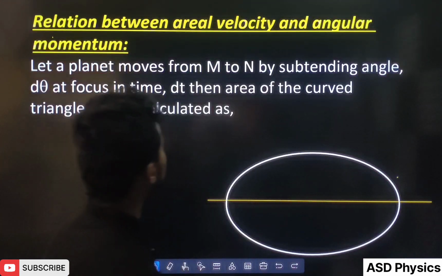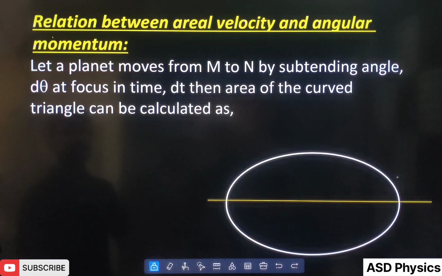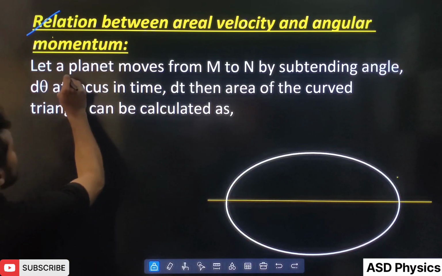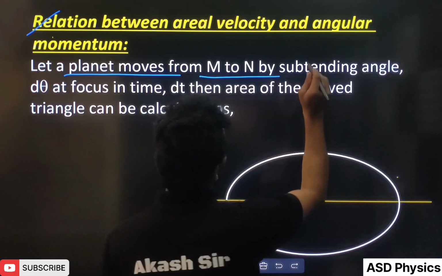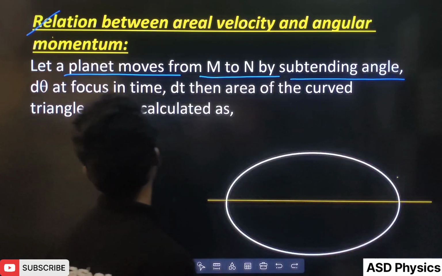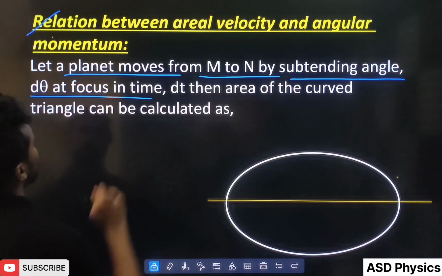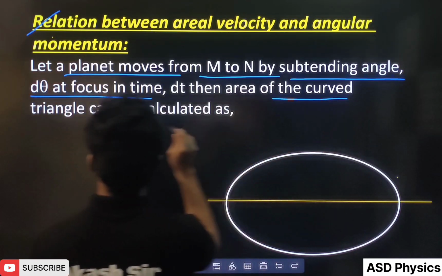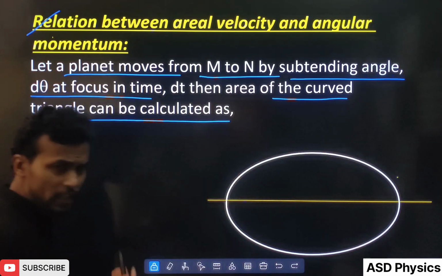Next, students, see the relation between areal velocity and angular momentum here. Areal velocity dA by dt, angular momentum L. Let a planet move from M to N by subtending angle d theta at the focus in time dt. Then the area of the curved triangle can be calculated as here.